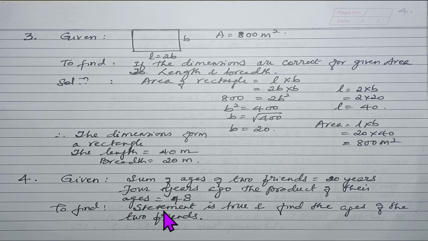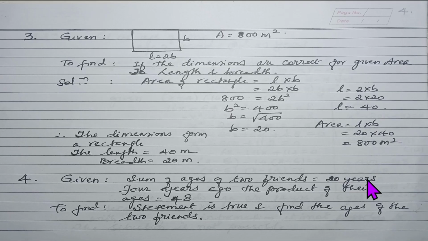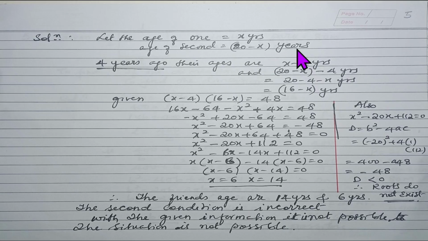Now we have to find out whether this given statement is true or not, and also find the ages of the two friends. Let us understand here. We do not know the ages. Let us consider the age of one person is x years. Therefore, the age of the second person is 20 minus x, because they have said the sum of the ages is 20 years. So the other person is 20 minus x years.